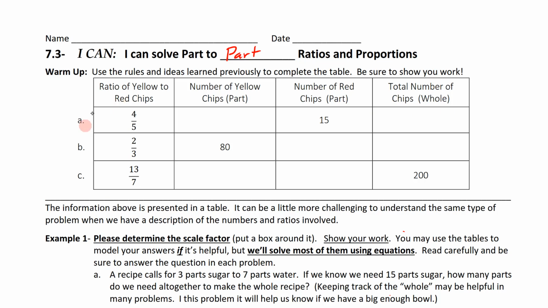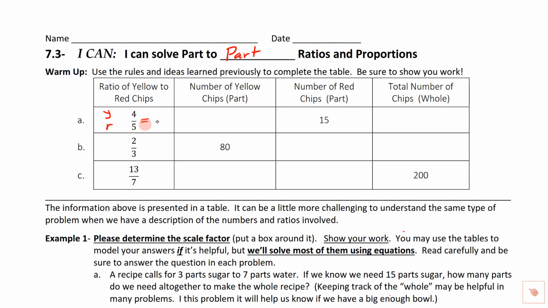So on this first one, on A, it says this is the ratio of yellow chips to red chips. So I'm going to put a Y here for yellow and an R here for red. We don't know the number of yellow chips, this part right here. We do know the number of red chips, the 15 part, and we don't know the total number, or the whole, right here. So we've got part, part, and whole.